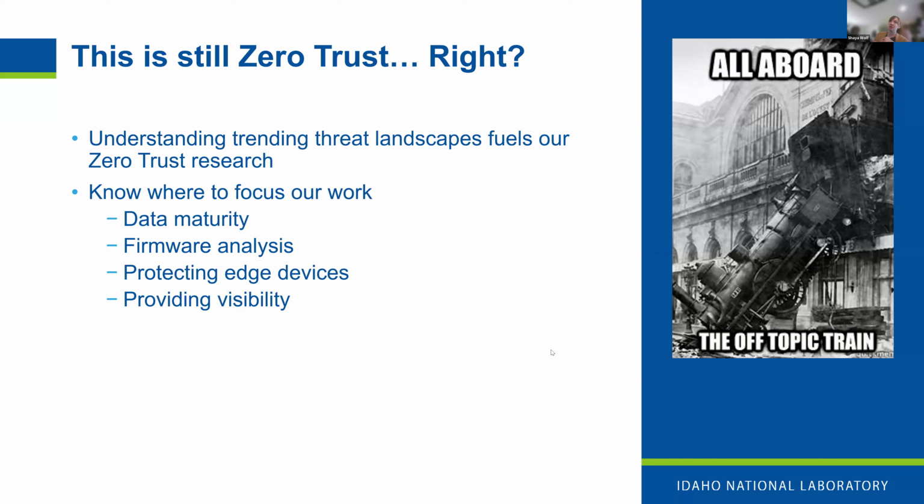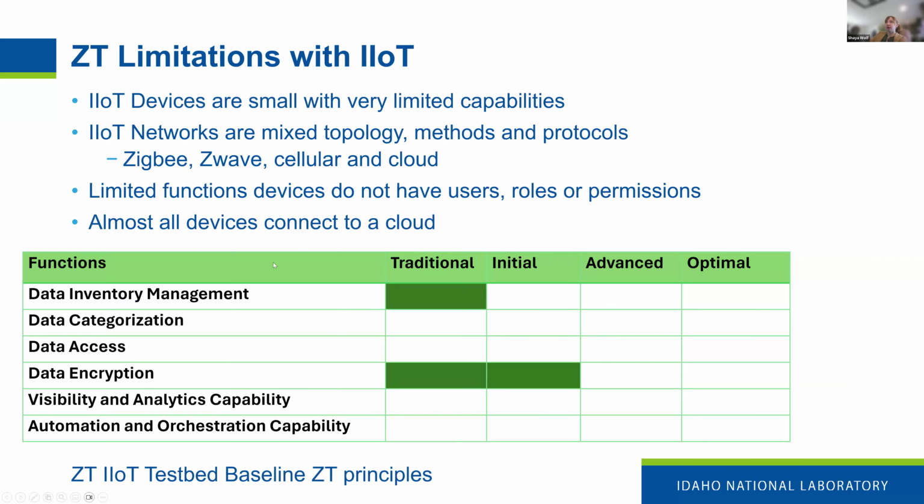So the things that we know we need to do is the continuation of that firmware analysis, the protection of those edge devices, and then really providing visibility into that system so that we can have a more mature data model. So what we did was circle back around to the CISA requirements and functions, and then we sort of mapped out from a basic standpoint, when we just connect the devices straight out of the box, where are we sitting as far as data maturity?